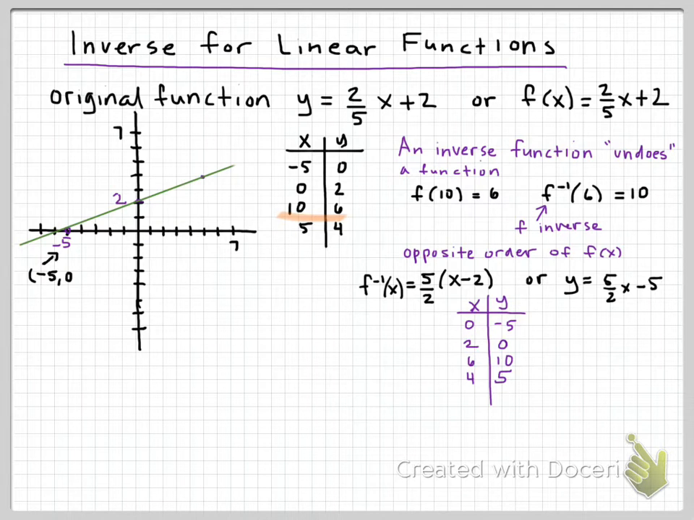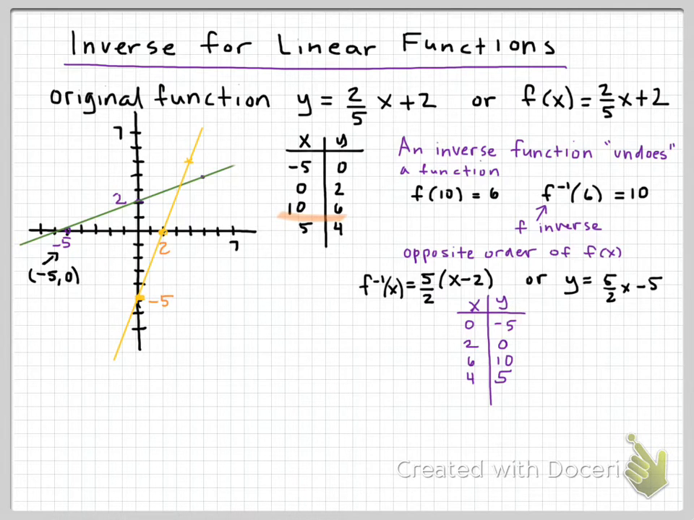I'm going to plot them and graph them. I'm going to look to see what this line looks like. We know it's going to be a linear function, and so we'll plot these points and look at that. So this new function also is a line, and notice it has a positive slope as well. So my original function had a positive slope, and the inverse function still has a positive slope.